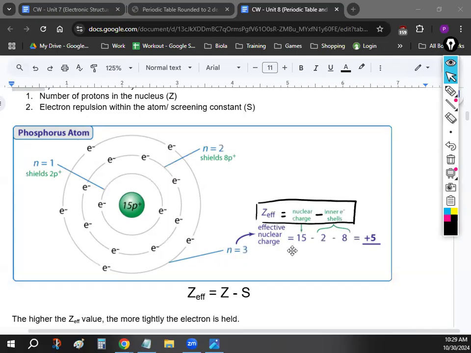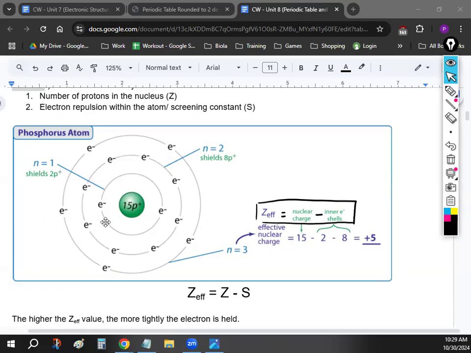No, not innermost, basically anything underneath that electron. So if we're looking, for example, at phosphorus right here, it has 3 shells, right? Inner electrons will be all the ones that are in the first shell and the second shell. If it was the 4th shell, it would be 1, 2, and 3, and so on and so forth. Just whatever's underneath it.